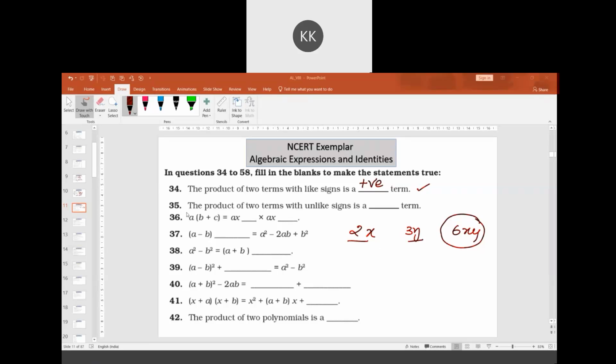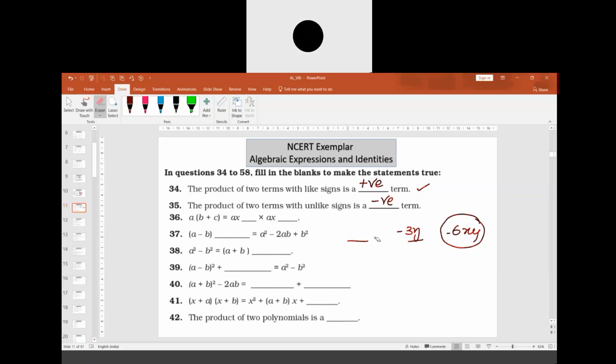35th question. The product of two terms with unlike signs is a negative term. Suppose I consider 2x and minus 3y, as positive and negative, we will be getting the product as negative, minus 6xy. Correct.